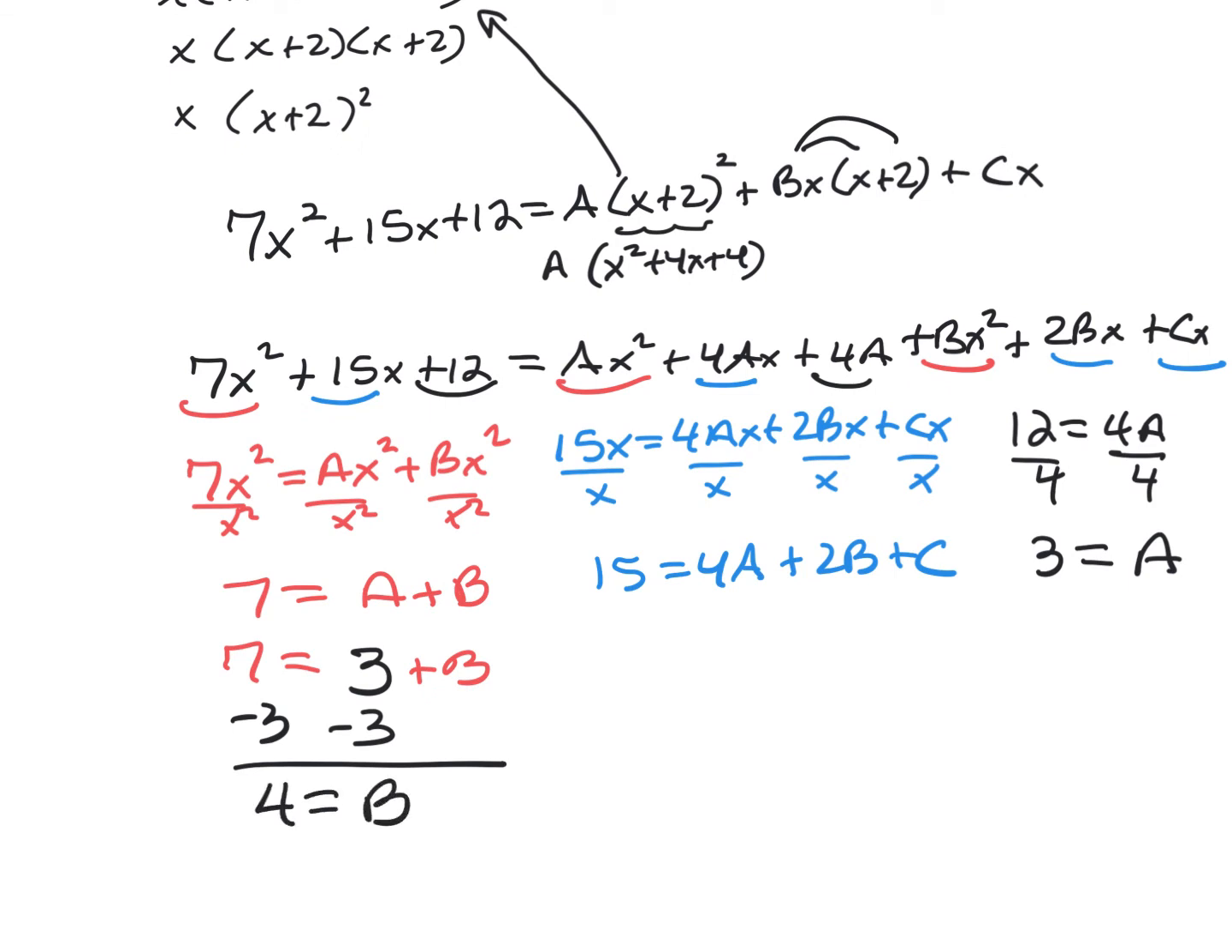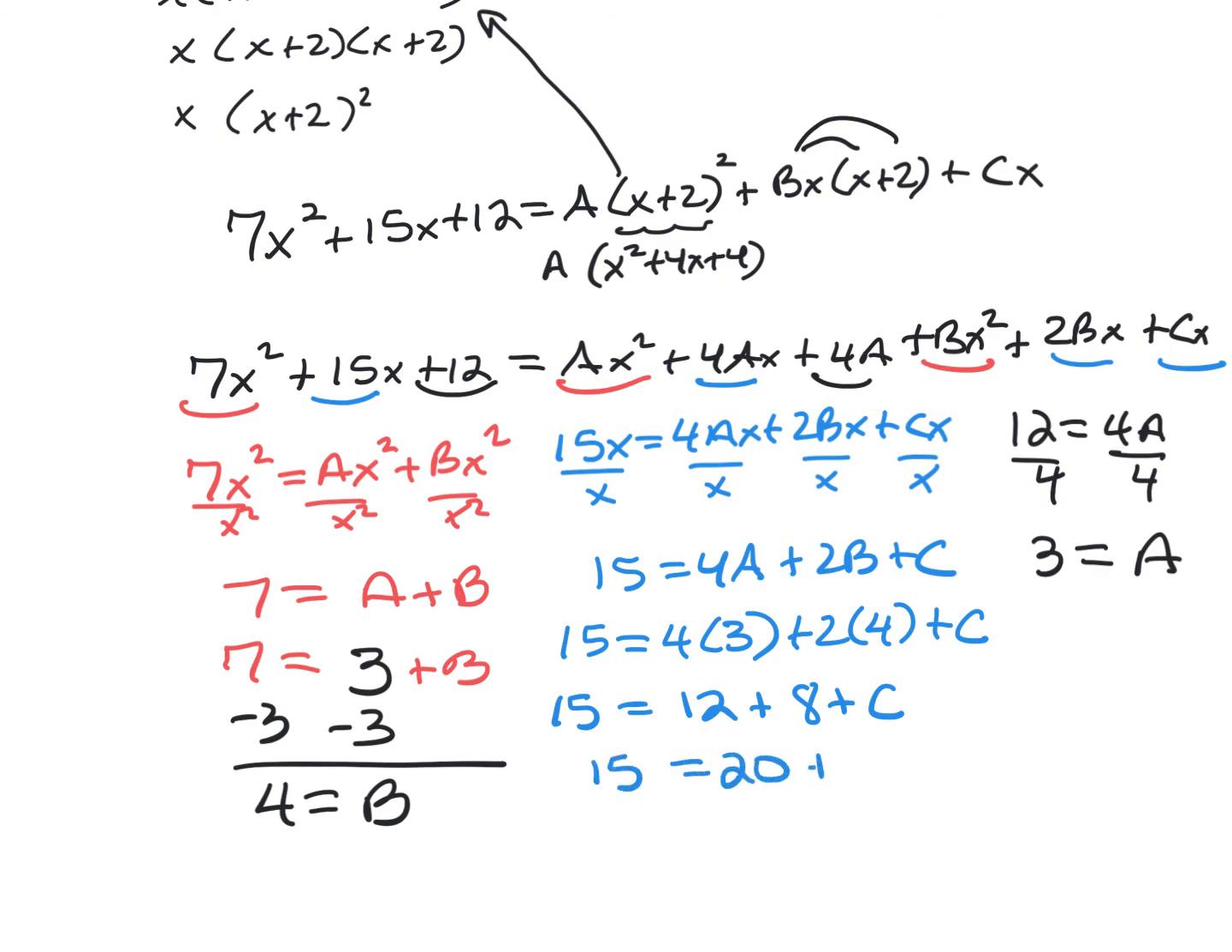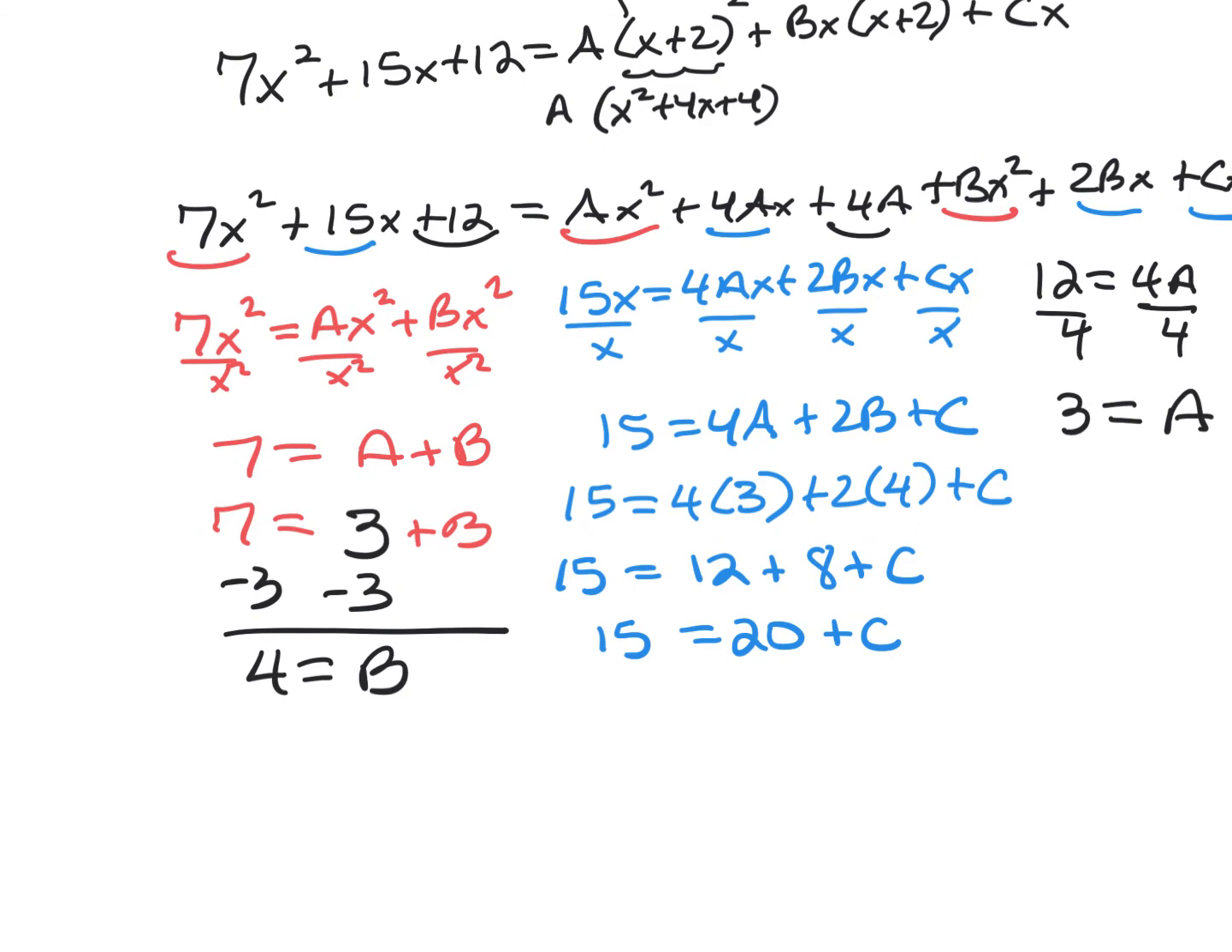Now I'm going to take a and b and plug them into the blue to get c. So 15 equals 4 times 3, sorry, plugging in a times 4 plus c. I'm going to multiply 12 plus 8 plus c. I can add 12 plus 8 and get 20. And now I'll subtract 20. And negative 5 equals c.